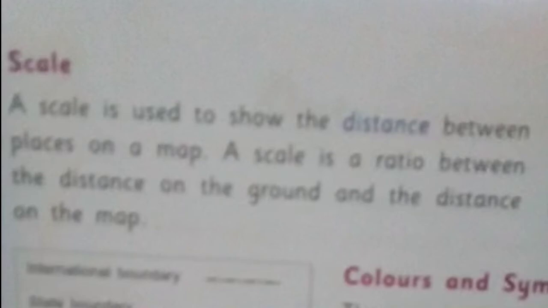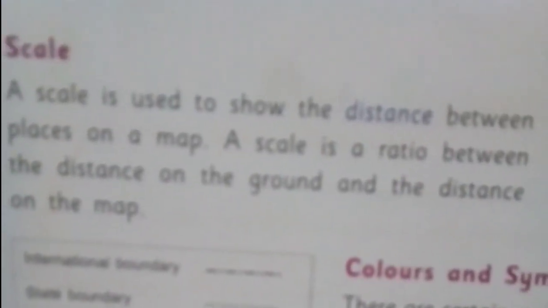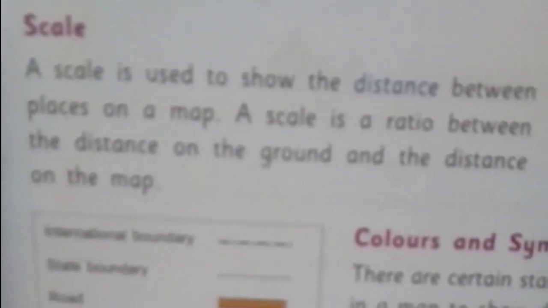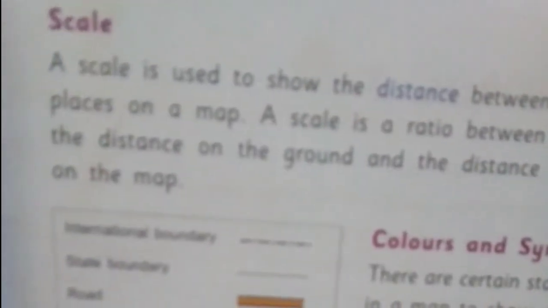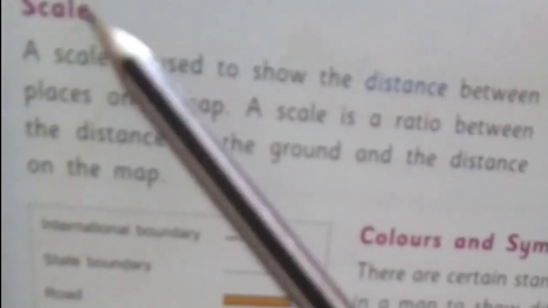Now we'll go to the next point, and its name is the scale. A scale is to show the distance between places on a map. A scale is a ratio between the distance on the ground and the distance on the map. Here, see.